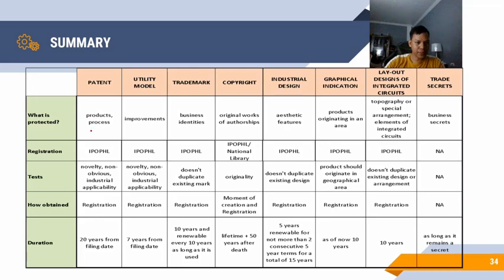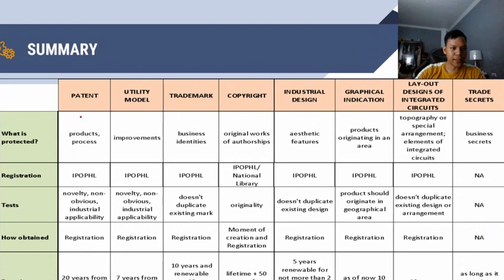We protect the products and the process for the patent. In utility model, we protect the improvements. And for the trademark, we protect the business identities of our business. For the copyright, we protect the original works of authorship. For industrial design, we protect the aesthetic features of a product. And for geographical indication, we protect the products originating in an area.